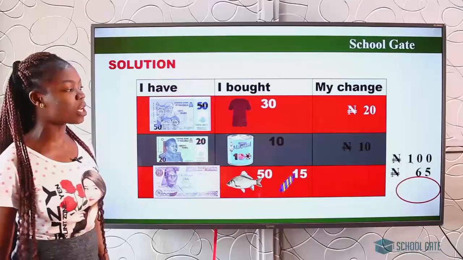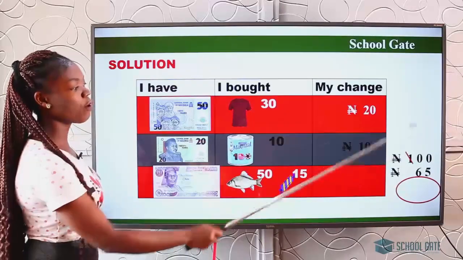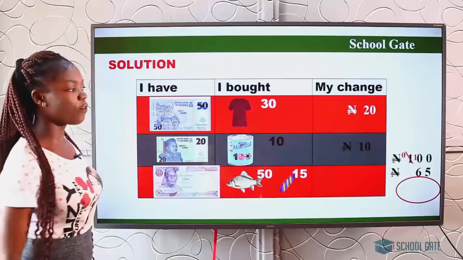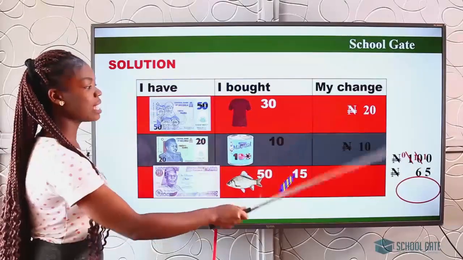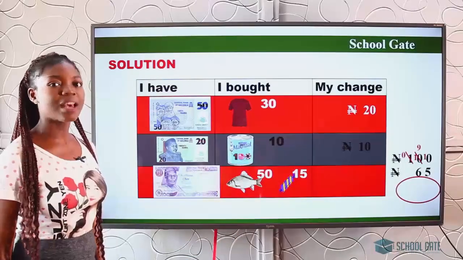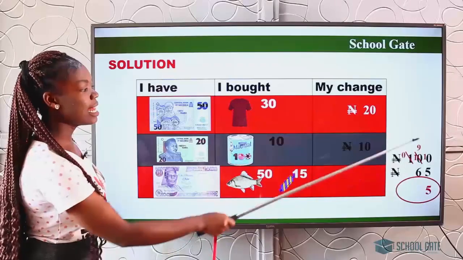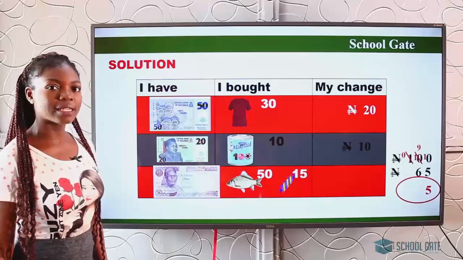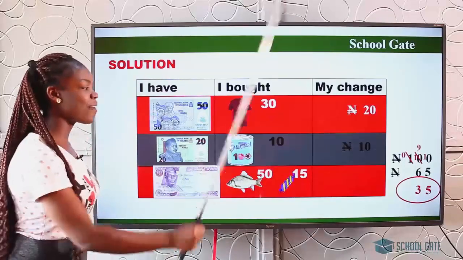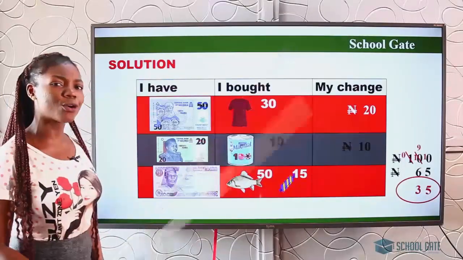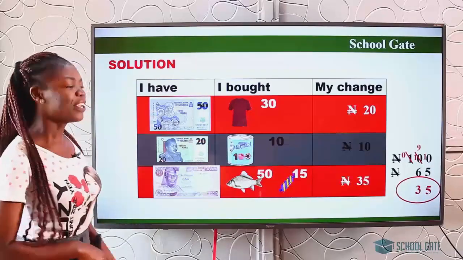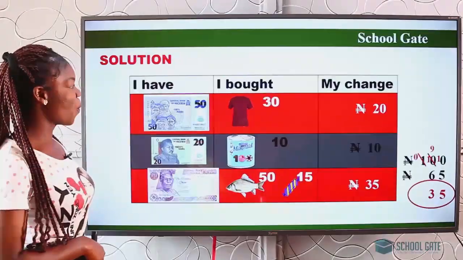0 minus 5, is it possible? No. You borrow from the 1 here, and then you add it here. You cancel the 10 to make it 9, and you add the 1 here, okay? So 10 minus 5 is what? 5. And then 9 minus 6 is what? 3. Very good. So what's your change? 35 naira. Very, very good. So that's good. If you got 35 naira as your answer, clap for yourself. You did very, very well.